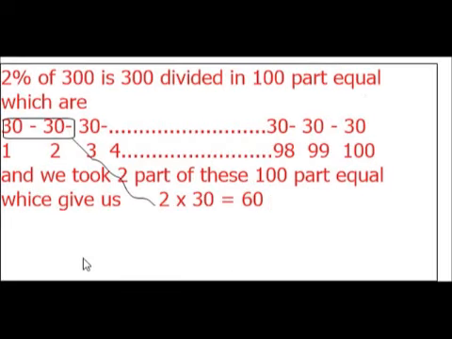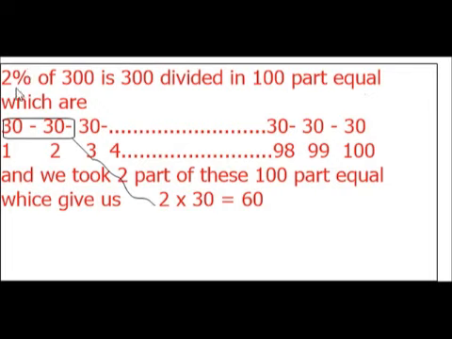Let's take this example. I have 2% of 300. What's it going to be? It's 300 divided into 100 equal parts. So if I have 300, I divide it by 100 equal parts, and the value of each part is going to be 3. You see, I'm going to have 3, 100 times. First of all, I divide 300 into 100 parts. Each part, that means 100%, just one part is 3.